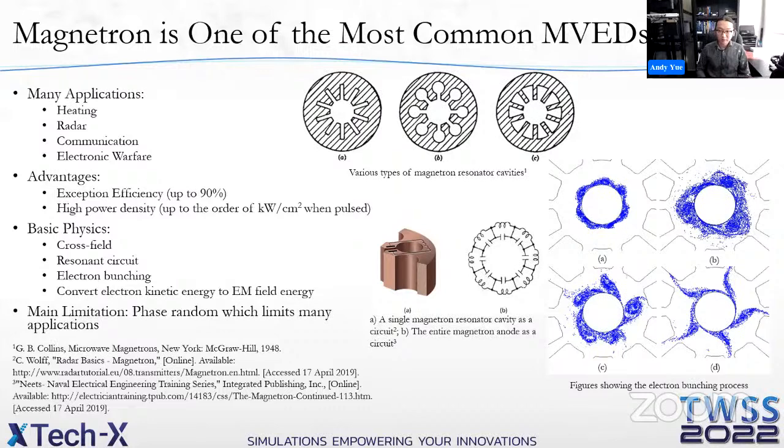So some background about the magnetron. The magnetron is one of the most common types of MVEDs that has many applications. Magnetrons have exceptional power efficiency, up to 90%, and very high power density. The magnetron anode is a slow wave circuit which can take many shapes, as you can see in this figure on the top. A single magnetron cavity can be viewed as an LC circuit, as shown in the figure below.